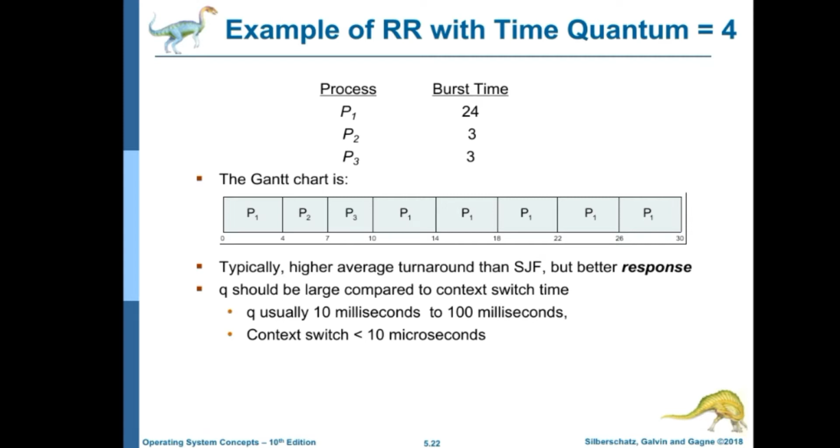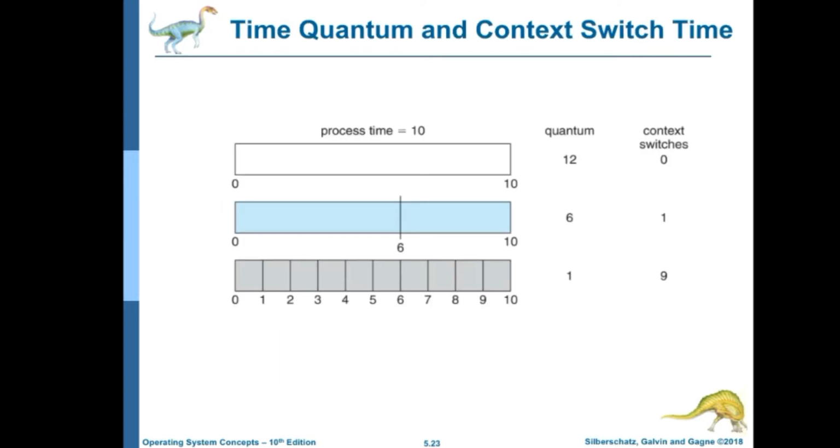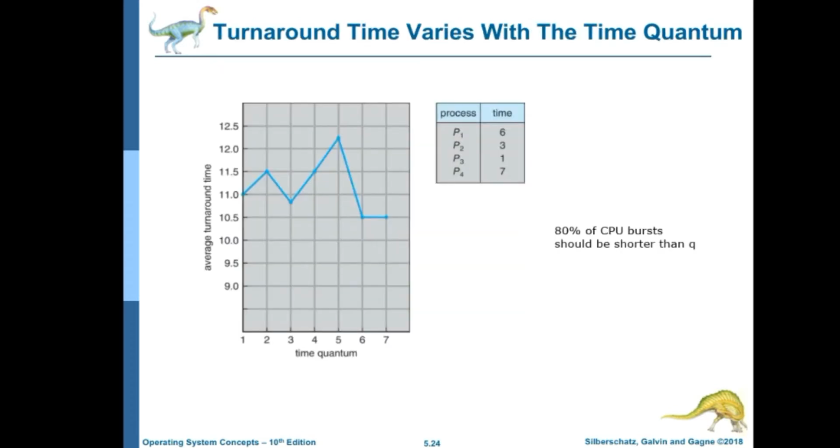So typically, higher average turnaround than SJF but better response. Quantum should be large compared to context switch time. Then quantum is usually 10 milliseconds to 100 milliseconds. Then context switch is less than 10 microseconds. So here is the time quantum and the context switch time. Process time is equal to 10. Then the quantum, then the context switches. Also, makita ni siya turnaround time varies with the time quantum. 80% of CPU bursts should be shorter than the quantum.